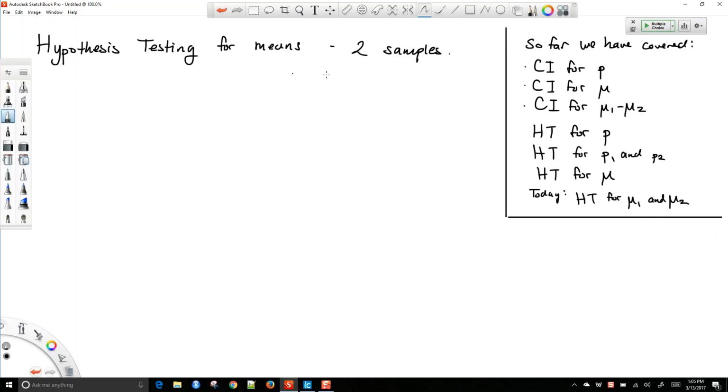Hypothesis testing for means, two samples. Again, the big idea here is we are looking at two samples. We observe two samples, and it's a numeric variable. Based on the sample means, can we then conclude that the respective populations have different means?